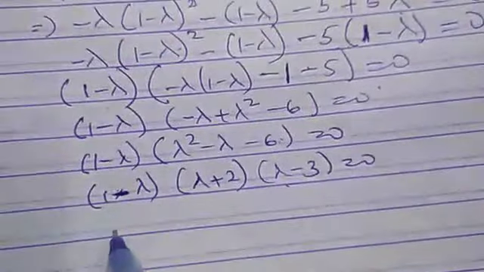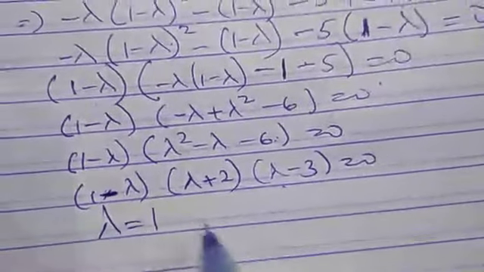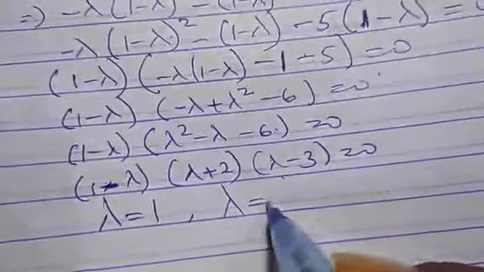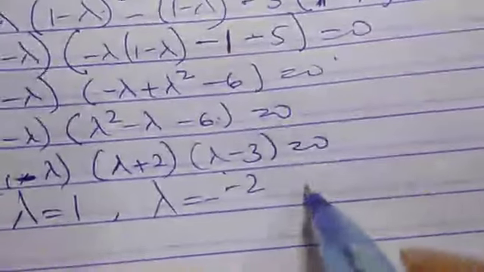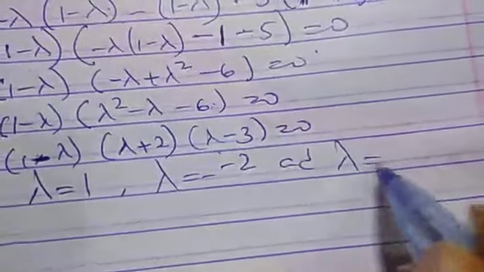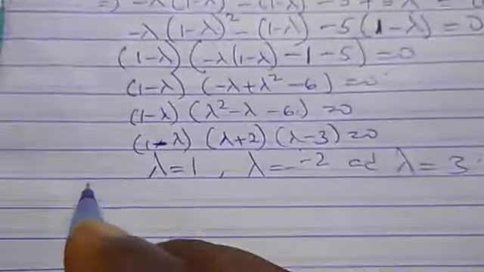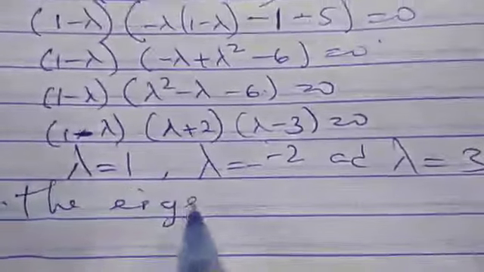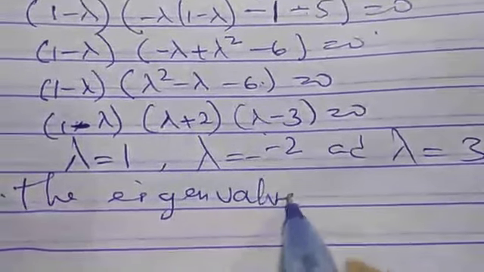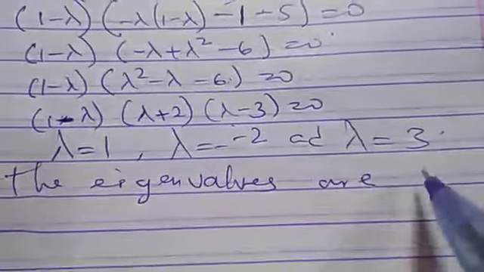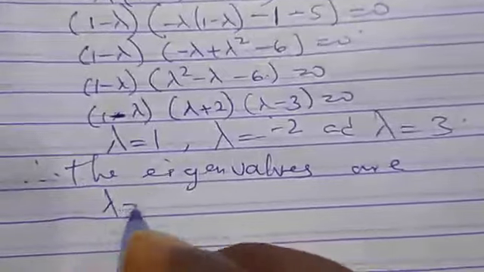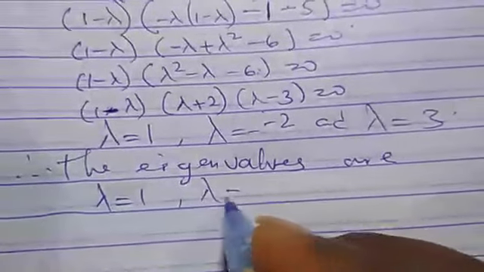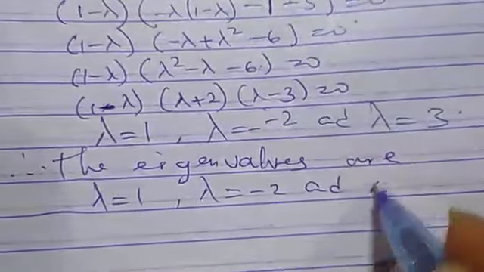So from this place, you will see that lambda is equal to 1, lambda is equal to minus 2, and lambda is equal to 3. So these are the eigenvalues. Therefore, the eigenvalues are lambda equal to 1, lambda equal to minus 2, and lambda equal to 3.